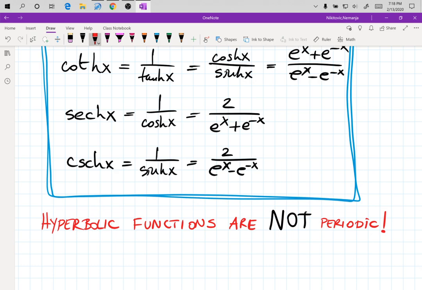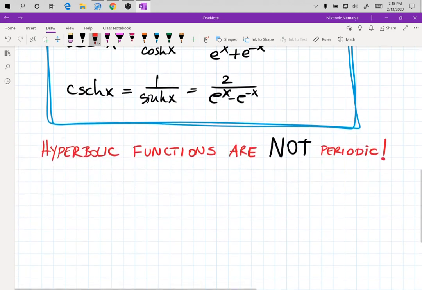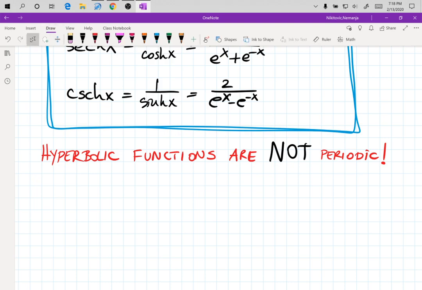So hyperbolic functions are not periodic, and I will put here in the notes. Well, if I say Google graphs, then I am not fair to Bing, right? And I don't want to say Bing graphs. So, get graphs online.